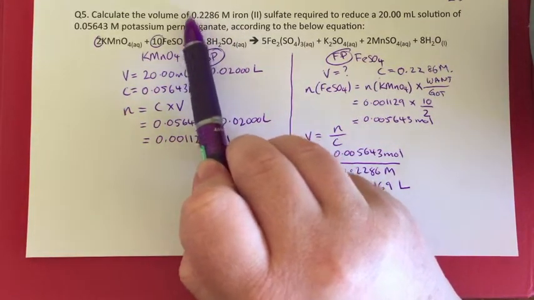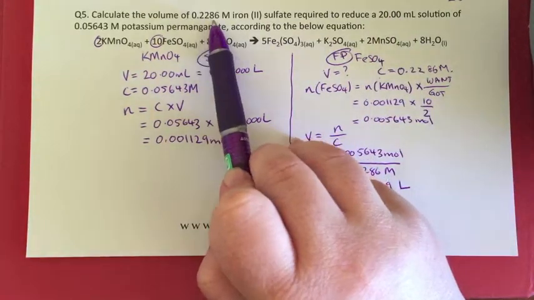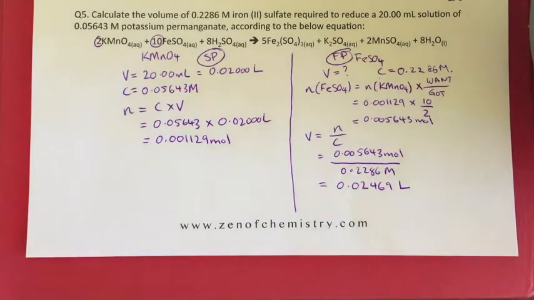Now, if we look at our question, we've got 4 significant figures here. We don't count the zeros before, but we do count the zeros after. So we've got four significant figures, 4 significant figures. We've got 4 significant figures here.